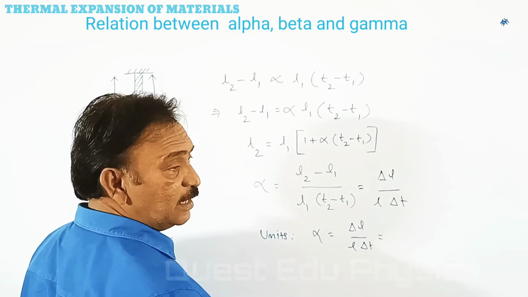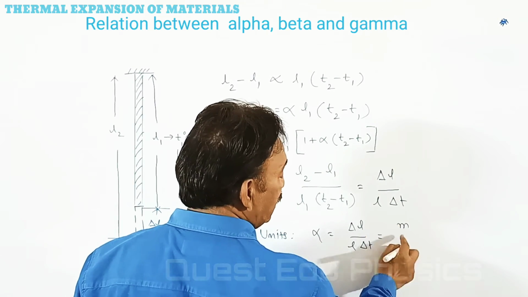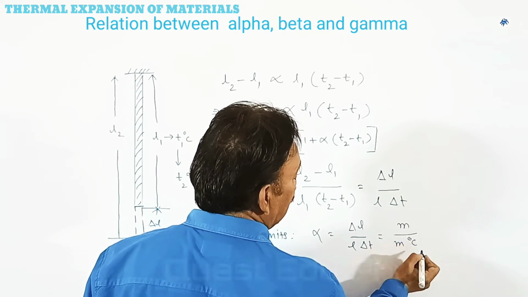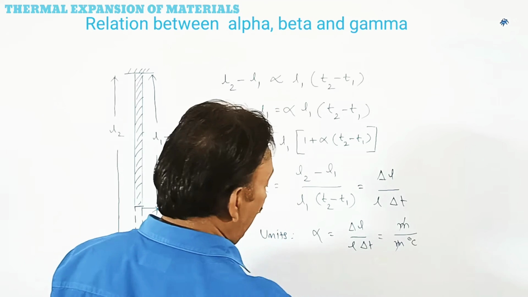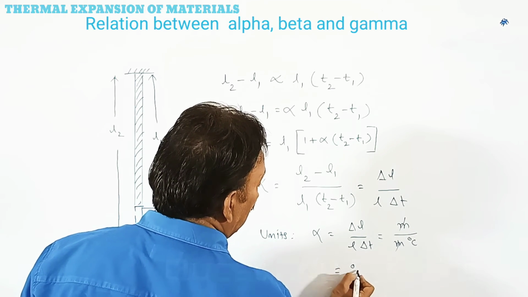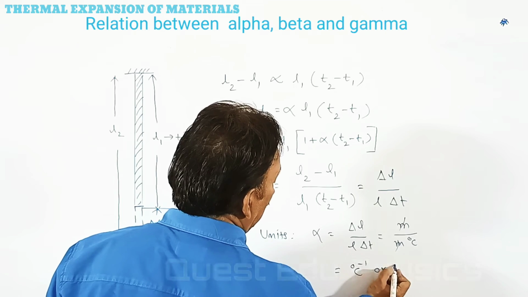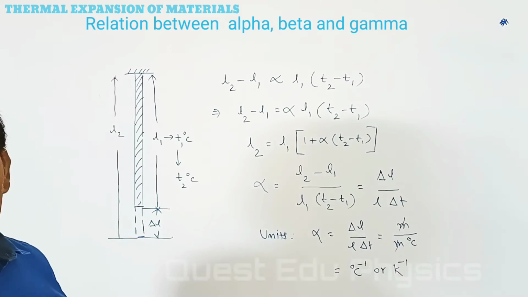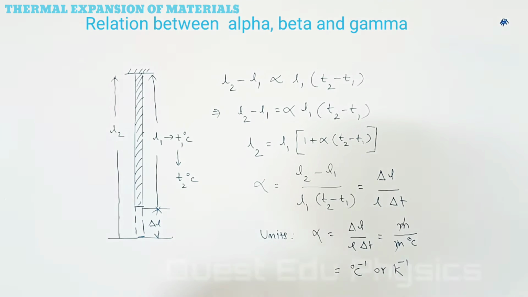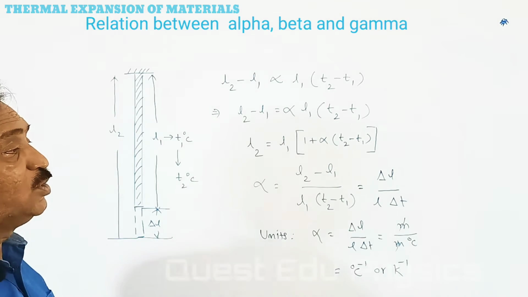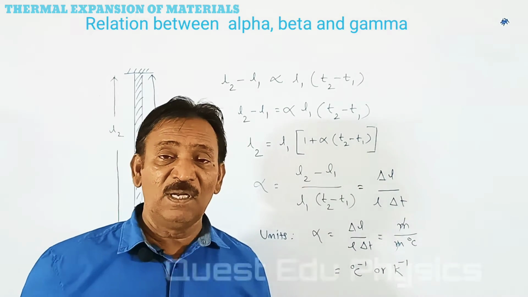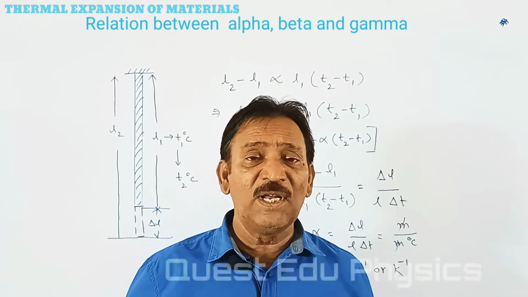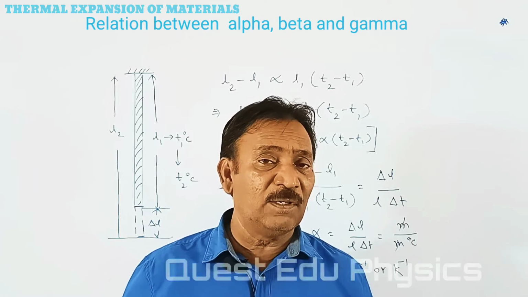Delta L is change in length, obviously it is a length only. In the MKS system, it is meter by meter into degree centigrade. Meter gets cancelled, and what we have is that alpha has the units of degree centigrade inverse or Kelvin inverse, students. It is the coefficient of linear expansion, which is nothing but the ratio between the change in length to the initial length multiplied by the temperature difference, students.